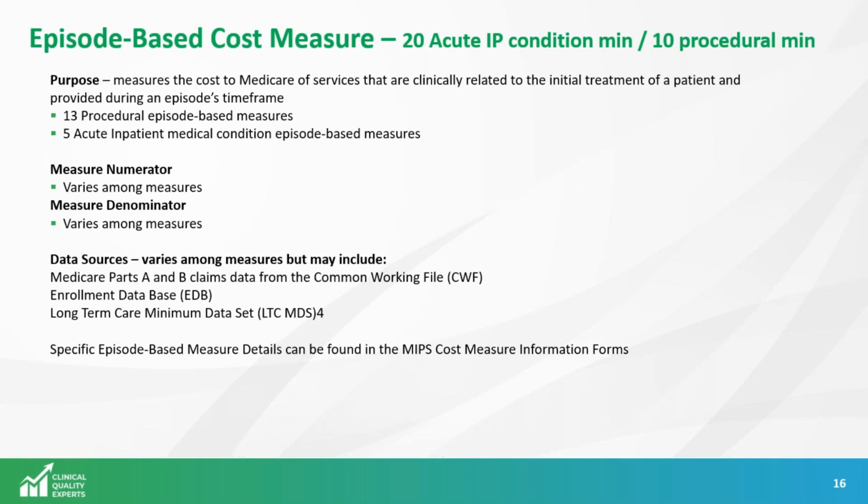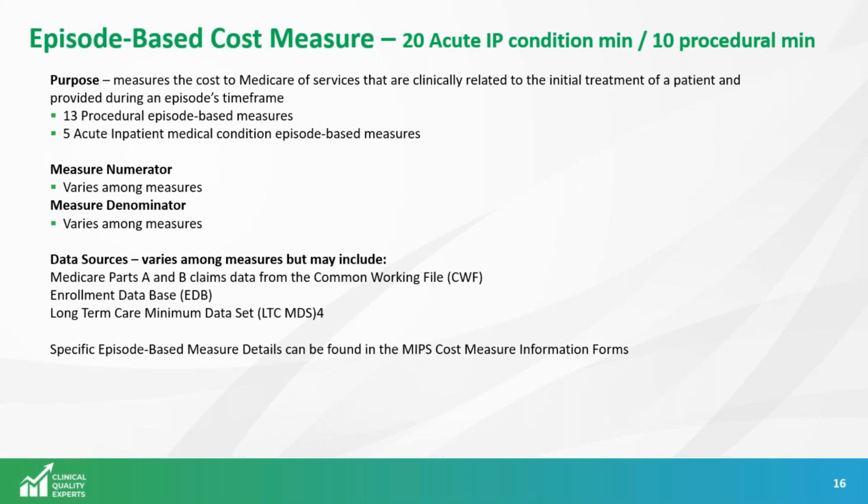This is different from the other cost measures because those measures are looking at overall cost over a specific time period, but episode measures look at costs related to items and services during specific episodes. There are 13 procedural measures and 5 acute inpatient measures, and they both have different minimum data requirements to report the overall measure, but 20 are needed for the procedural and 5 are needed for the acute inpatient.